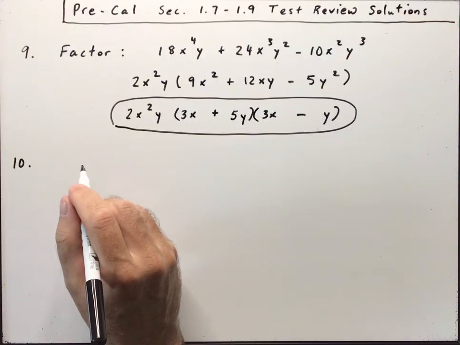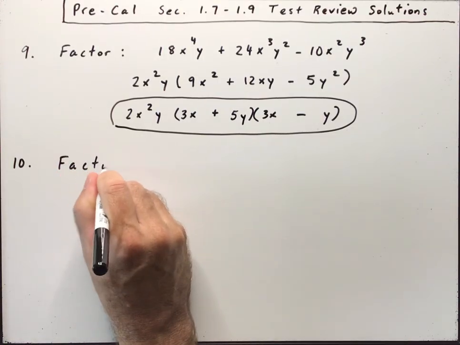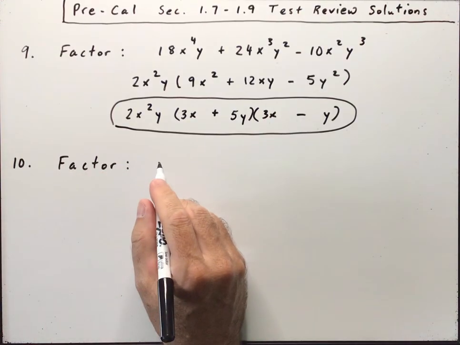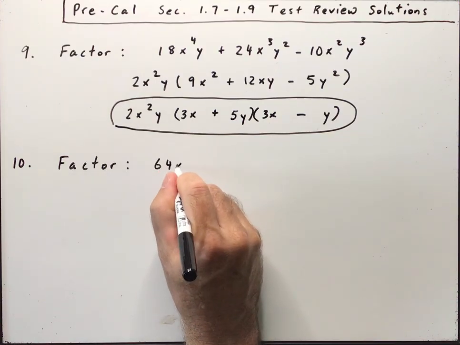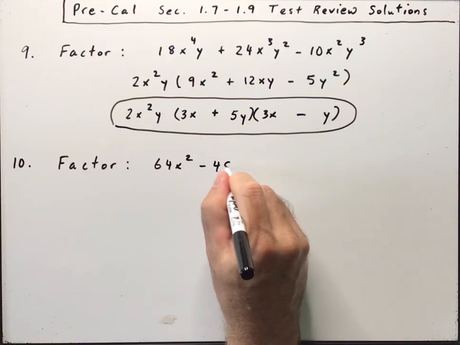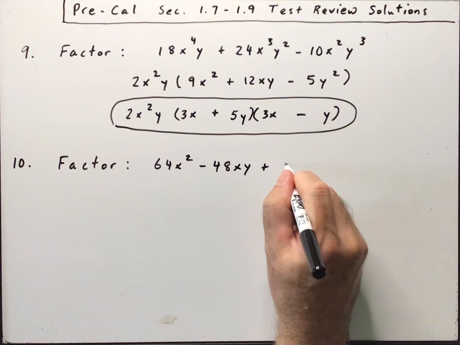All right, number 10, we want to factor. Everyone is factor from now on, so I'm just going to quit writing that. So we have 64x squared minus 48xy plus 9y squared.